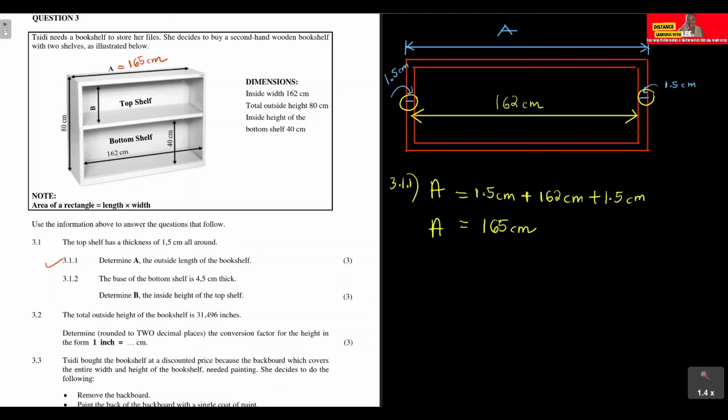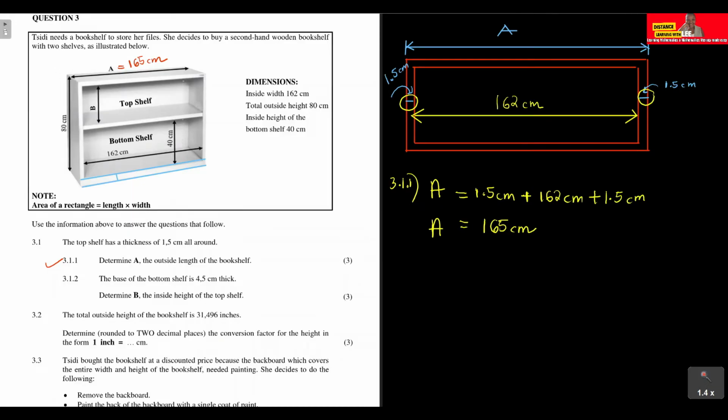You can see that this base does not have the same thickness as the top part. We are told that the thickness of this base is 4.5 centimeters, from there to there, because it has its own base. So now, determine B, the inside height of the top shelf.